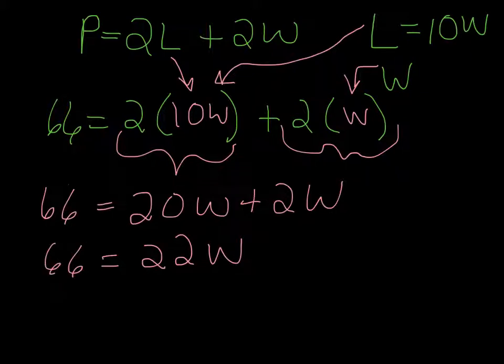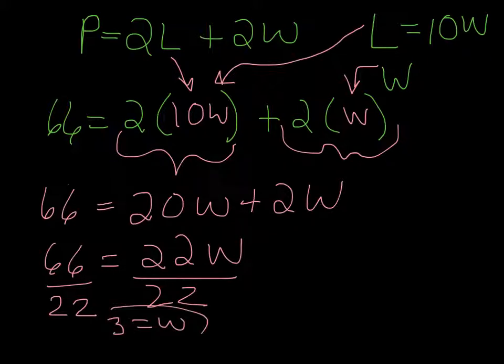So now it says 22 times what equals 66. So we divide by 22 on both sides. And that gives us, oh, a 3 again. And what is the 3? The 3 is the W.